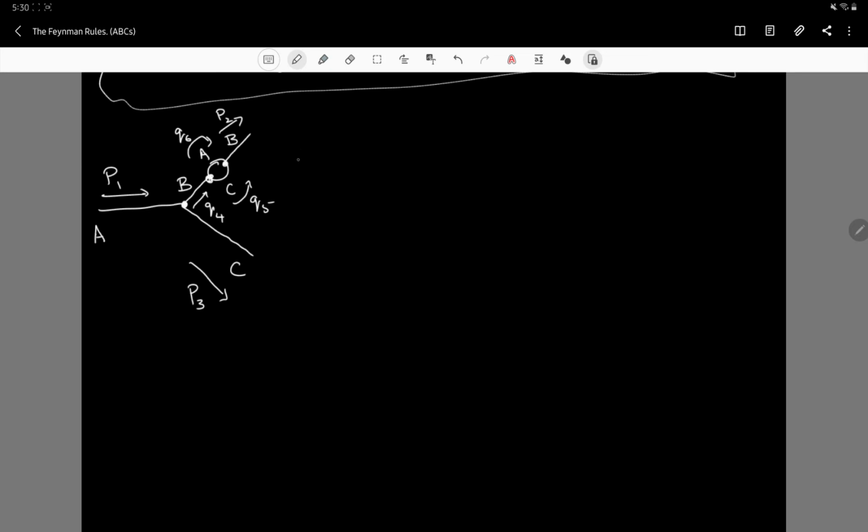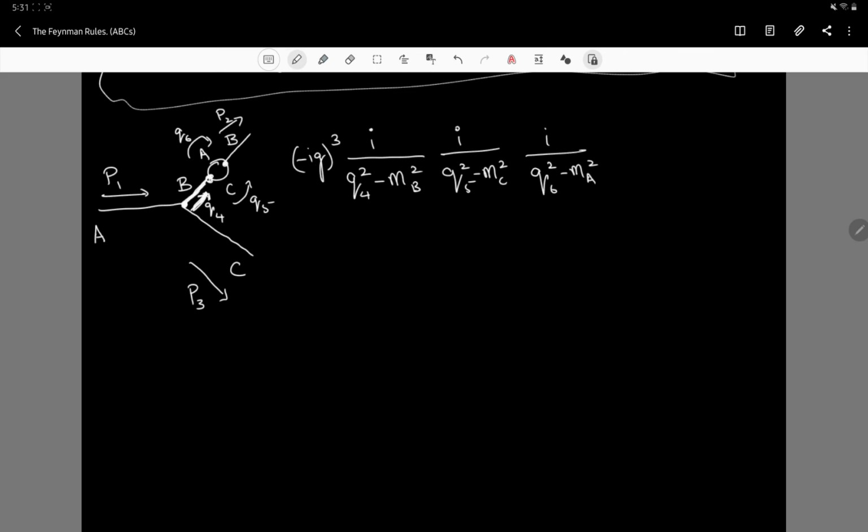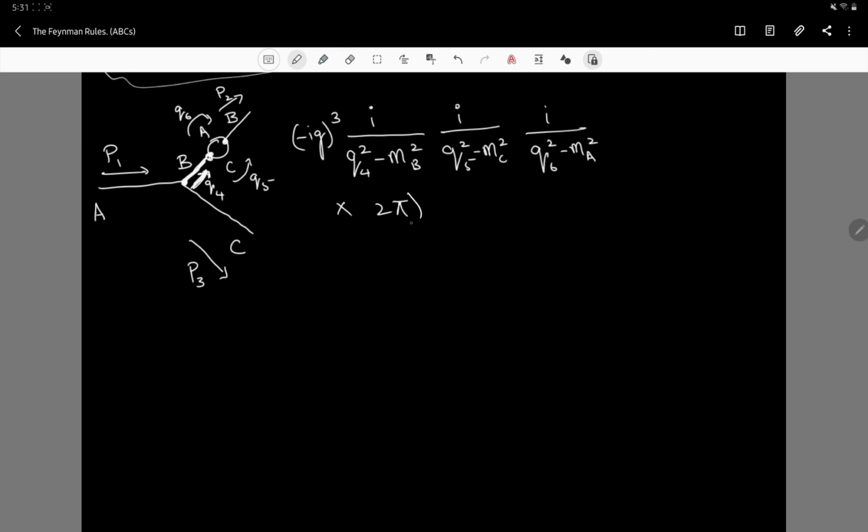Perfect. Now we have three vertices again, so you would have negative iota g whole cube. And how many internal lines are there? There are three internal lines, for each you have Q4, Q5, and Q6. So you would have three of these factors associated to internal lines. So Q4 whole squared minus MB squared. I got this because with this line B, we have a Q4 associated to it. For line C, you have Q5 squared, and for the line A, you have Q6 squared. And then you have the conservation of momenta, that is just 2 pi raised to power 4 delta 4.